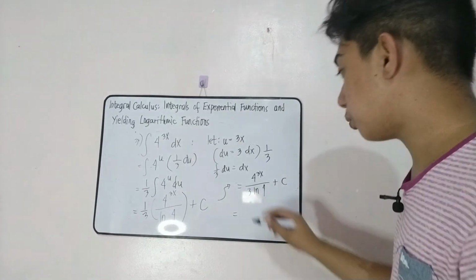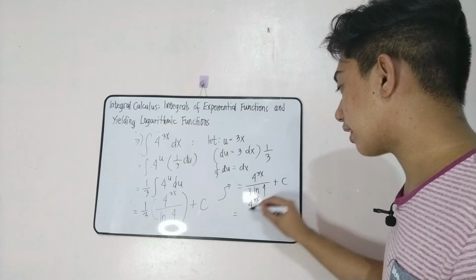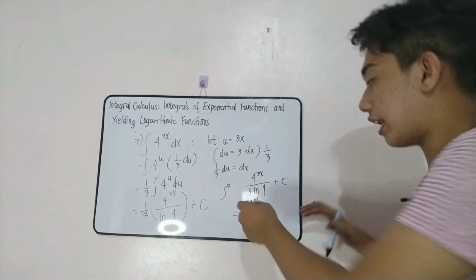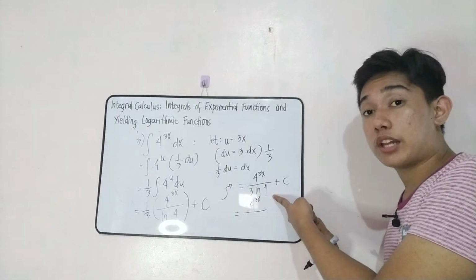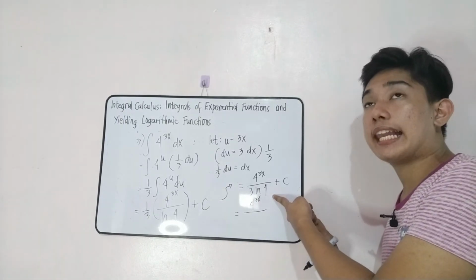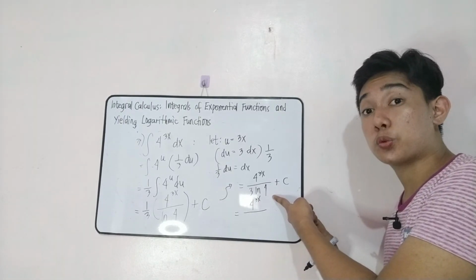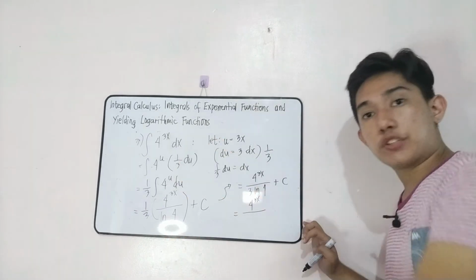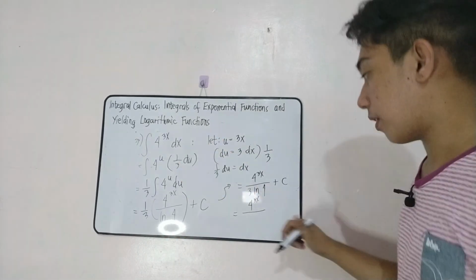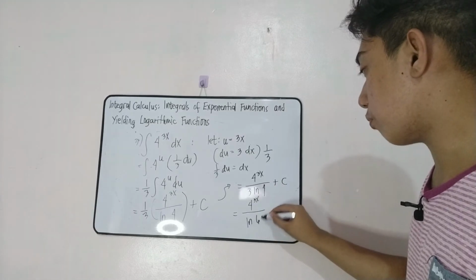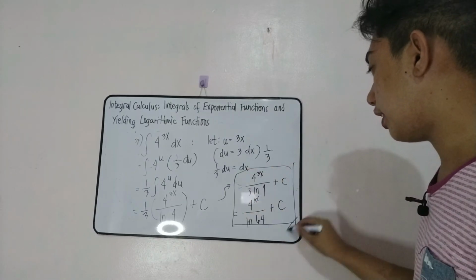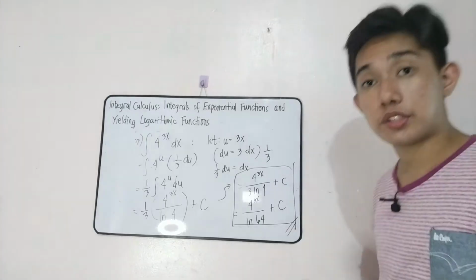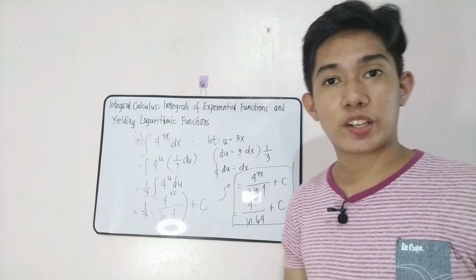Then it is equal to 4 raised to 3x over, kasi, introduce ko laws of logarithms, you can use 3 ln of 4, which is ln of 4 raised to 3, or ln of 64, pwede yan siya. Okay? So, 4 raised to 3x over ln of 64 plus c. So, it can be either of the two. It's the final answer. Okay?